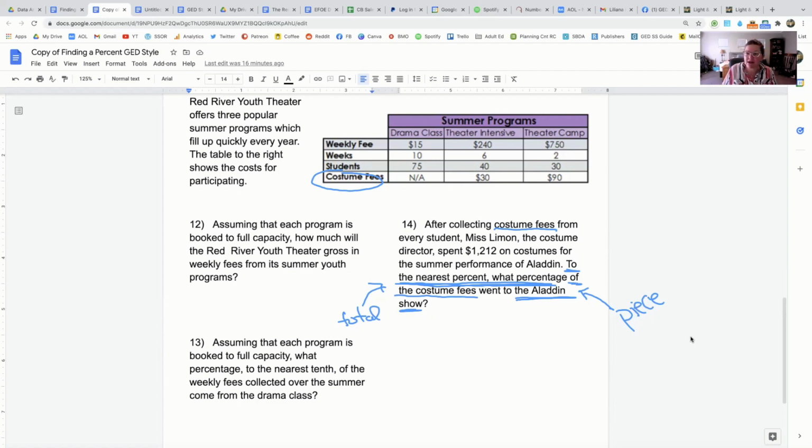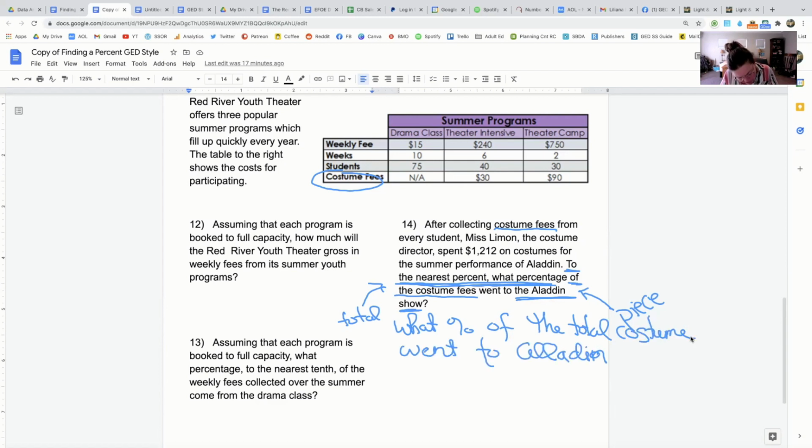So we know the piece that went to the Aladdin show. It's right there in the problem. It says that Miss Limon spent $1,212 on costumes for the summer performance. So we're basically saying what percent of the total costume fees went to Aladdin. And again, I'm going to use that out of language. So how much went to Aladdin? $1,212 went to Aladdin, but that's out of the total costume fees. And once again, they're talking about a number we don't have.